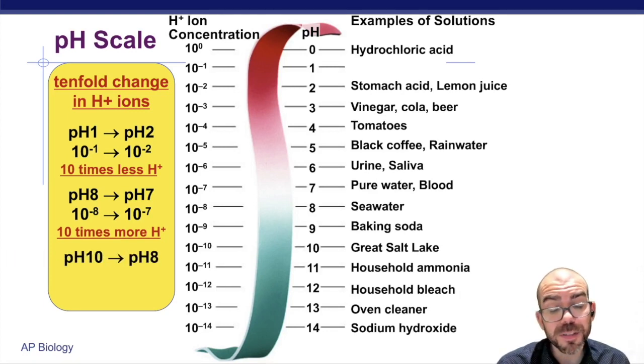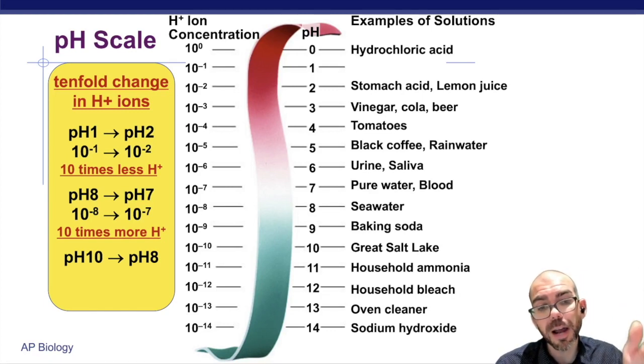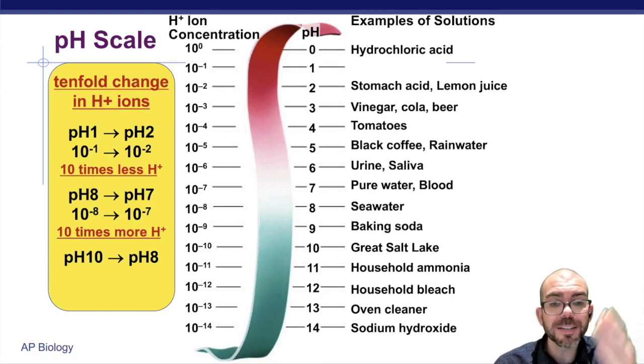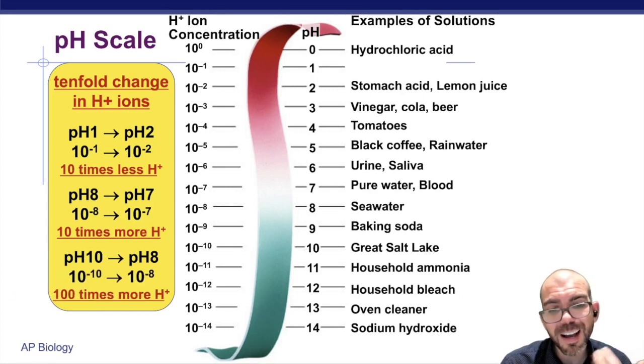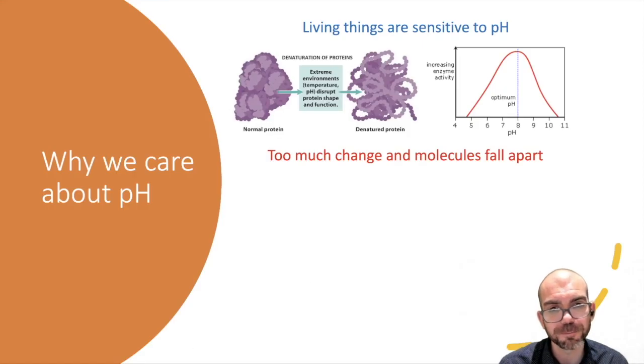If I were to move from a pH of 10 to a pH of 8, now I'm moving 2 pH levels, so I would have to do 10 each level, and that'll be 10 times 10, or 100 times the change in hydrogen ion concentration.